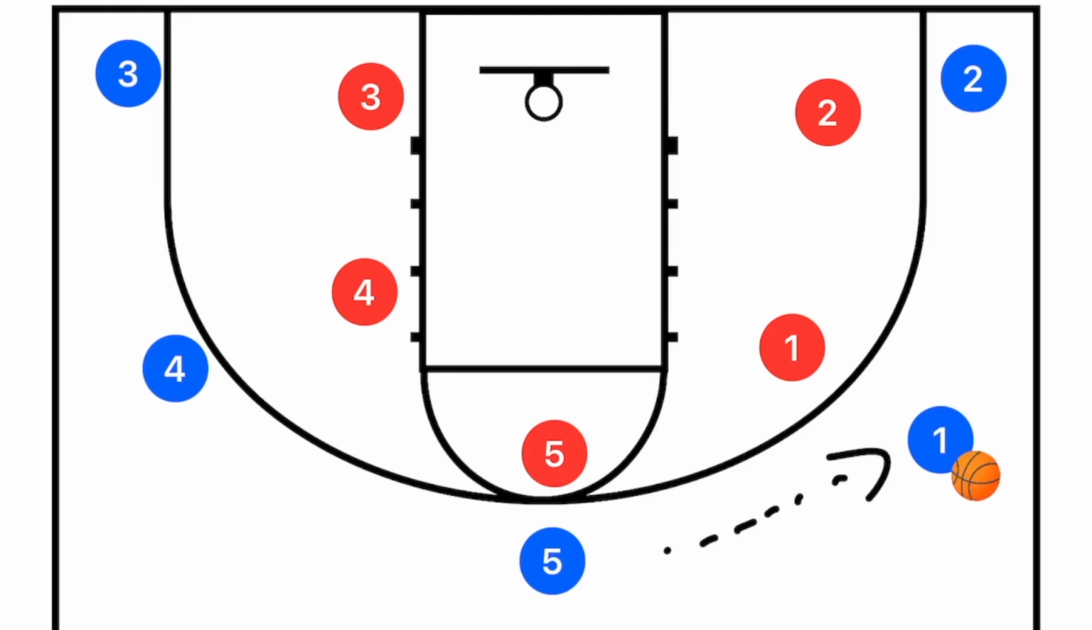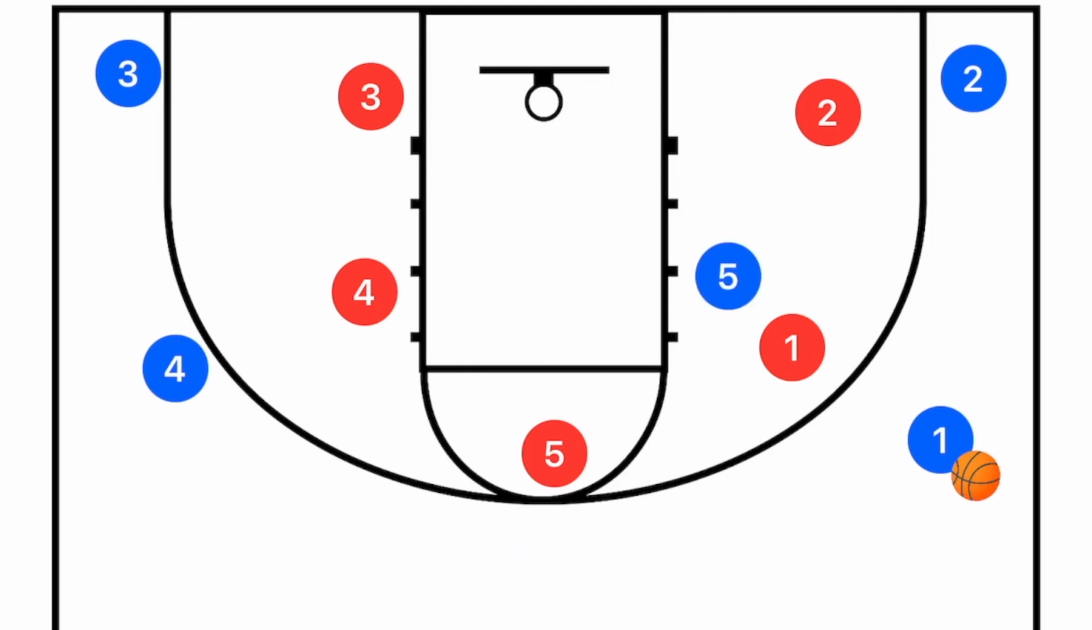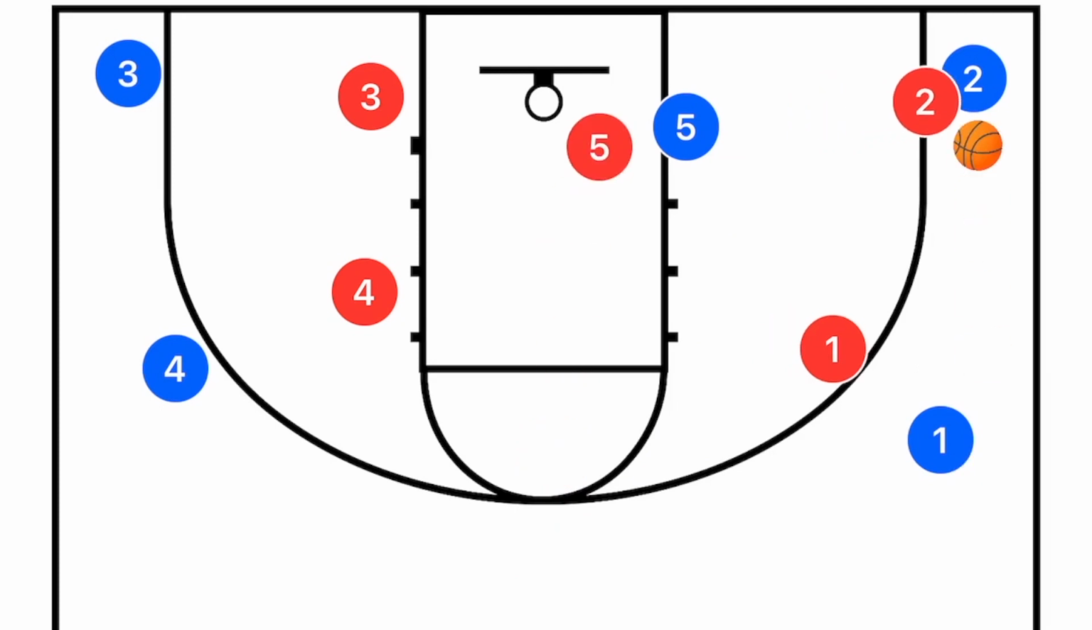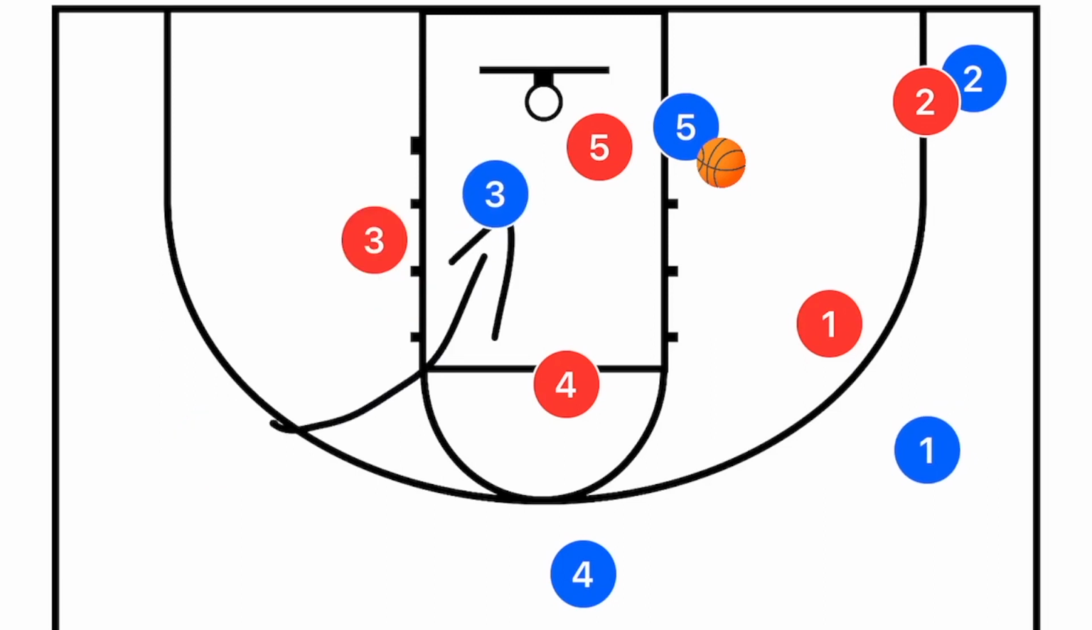He's going to pass over to player 1, and he's going to cut down to the low post. Player 4 is going to fill up, player 3 is going to fill up, but when this happens, we want a quick pass down to player 2 so that we have a better passing angle into player 5. Now, when this happens, we're going to have the pass into player 5, and now one of a few things can happen. Weak side cuts first. Player 3 cuts. This could be a pass to player 3 for the layup.